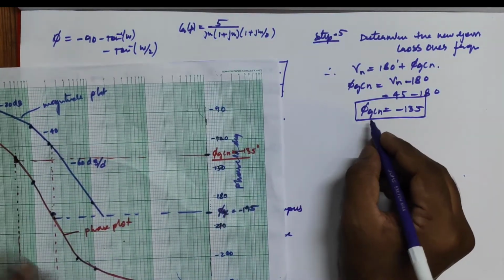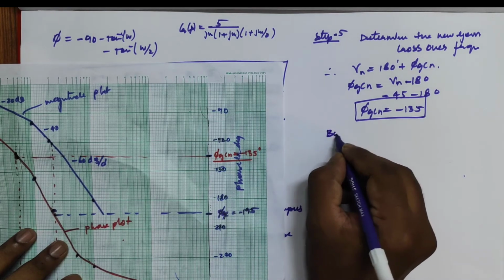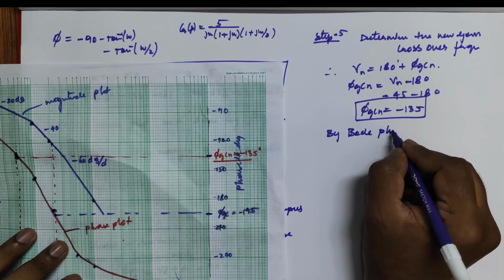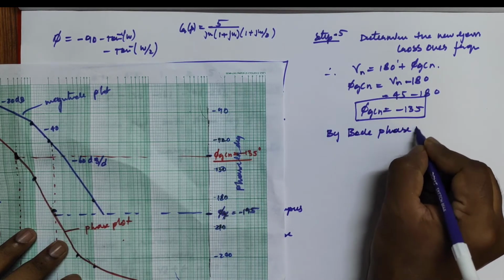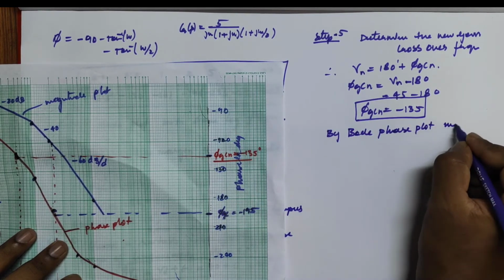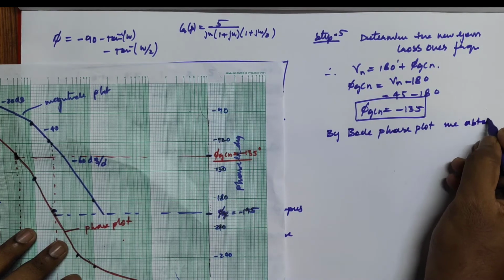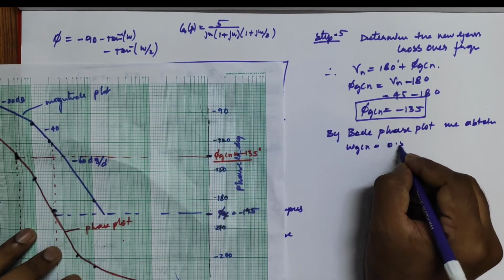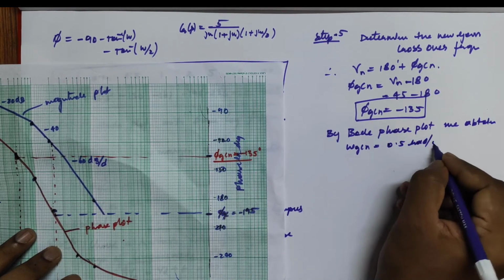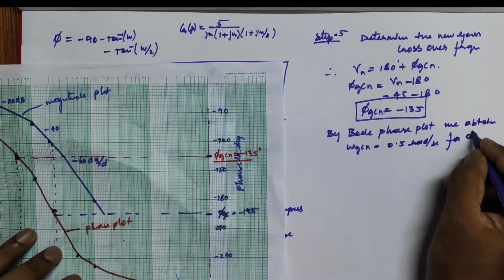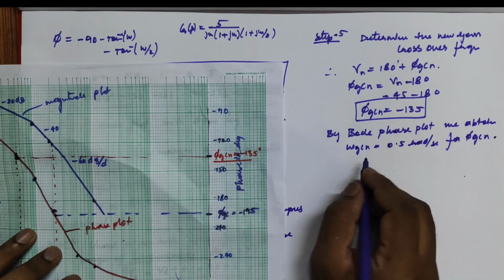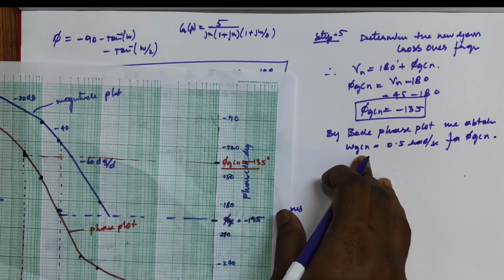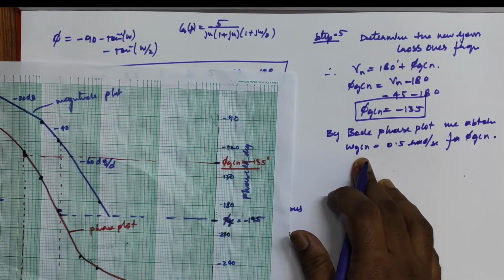So after finding this phase, by the Bode phase plot, we obtain omega GCN equal to 0.5 radians per second. Okay, after finding omega GCN, now what we have to do is find the parameter beta.